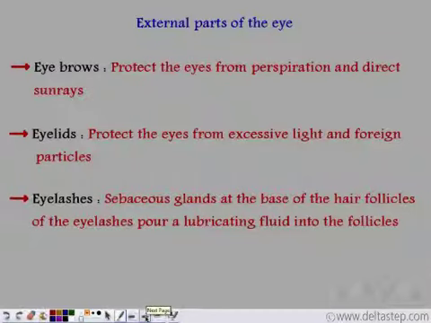The external part of the eye consists of the eyebrows that protect the eyes from perspiration and the direct rays of sunlight, the eyelids that protect the eyes from excessive light and foreign particles from entering into the eye, and finally the eyelashes, which have sebaceous glands at the base of the hair follicles. These sebaceous glands pour a lubricating fluid into the hair follicles, keeping them moist.